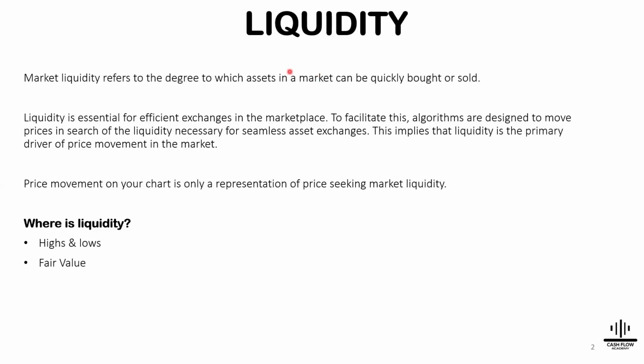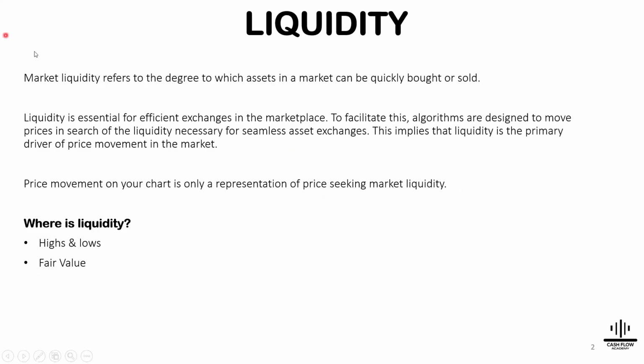Market liquidity refers to the degree to which assets in a market can be quickly bought or sold. Now we can see that liquidity is essential for efficient exchange in the marketplace. To facilitate this, algorithms are designed to move price in search of the liquidity necessary for seamless asset exchanges. This implies that liquidity is a primary driver of price movement in the market. Price movement on your chart is only a representation of price seeking market liquidity. Everything I'm trying to say is that liquidity is what drives price.